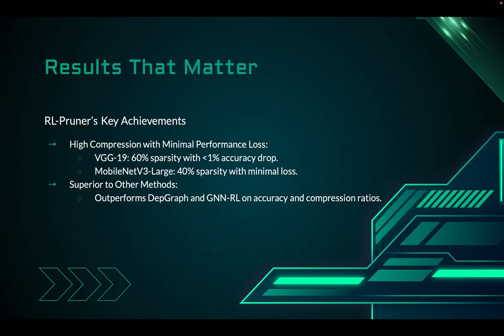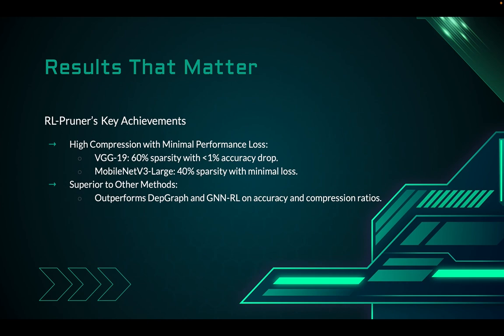So the results that matter from the study that I got were, RL Pruner demonstrated impressive performance. So for the VGG19 model, it achieved like 60% channel sparsity with less than 1% accuracy loss. And then for MobileNet V3 large, it achieved 40% sparsity with minimal performance drop. It was almost similar to VGG19.